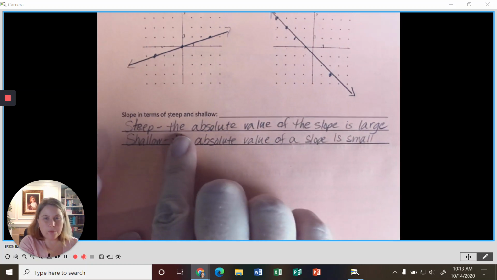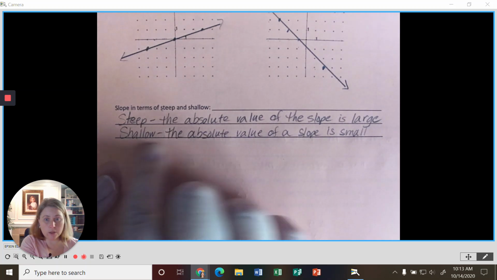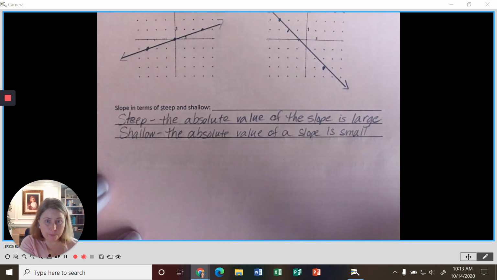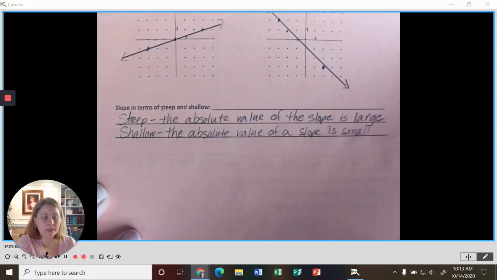Okay, probably a better way of saying that might be steep, it increases more rapidly, and a smaller slope increases more gradually. Okay, but these are good enough. All right, let's head on to the next page.